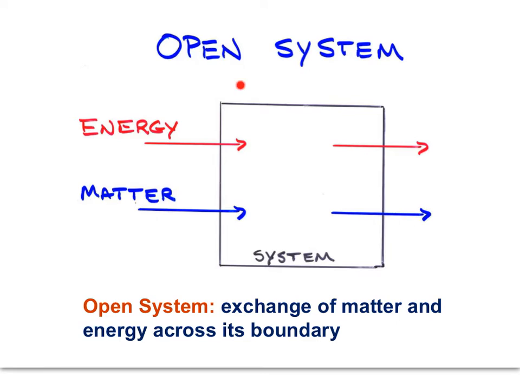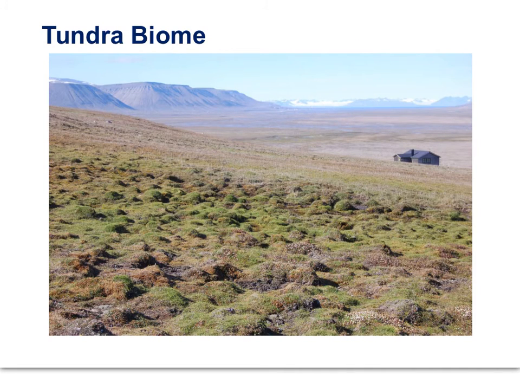An open system, seen here, exchanges both matter and energy across its boundary. Living systems are open systems, always. By example, the tundra biome in June and July takes in sunlight as energy and carbon dioxide or matter across its boundary. In June and July, the tundra biome releases heat as energy and oxygen as matter across its boundary.